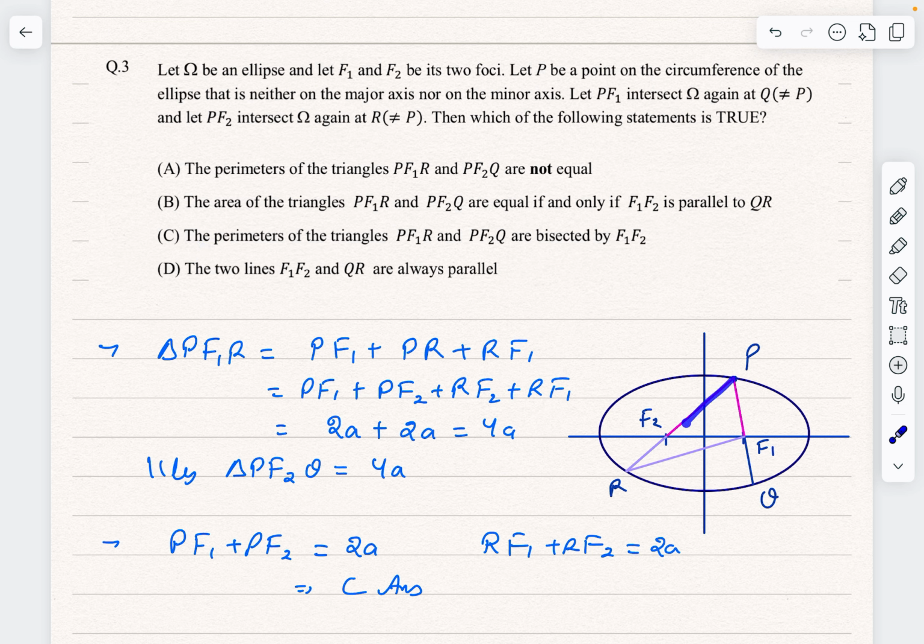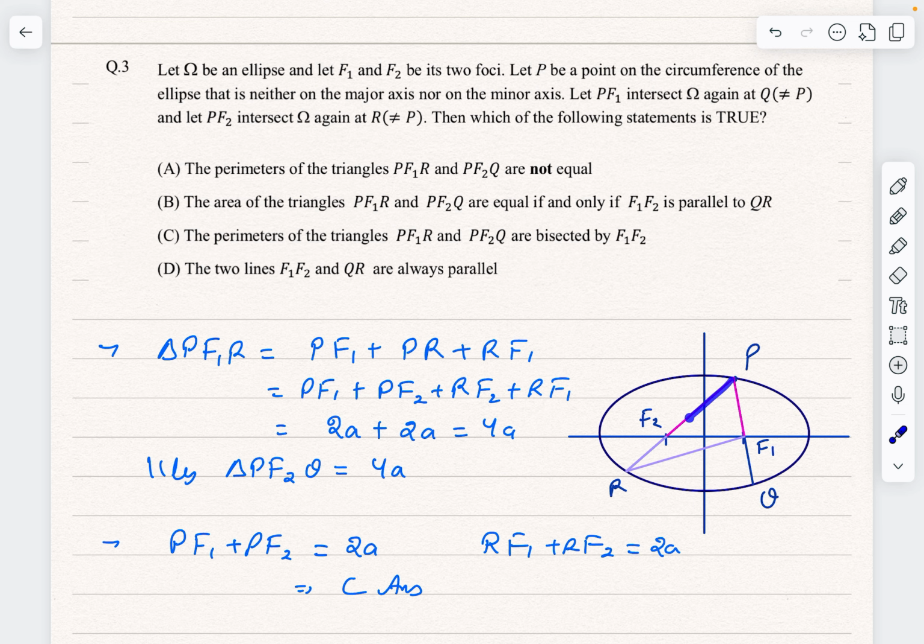Now if you see this triangle PF1R, this is the line F1F2. You will see the length of the sides on top of F1F2 will be PF2 plus PF1, which will be 2A. On the bottom of F1F2 will be RF1 plus RF2, which will also be 2A. So you can see this line F1F2 bisects this triangle into two parts of equal perimeter.